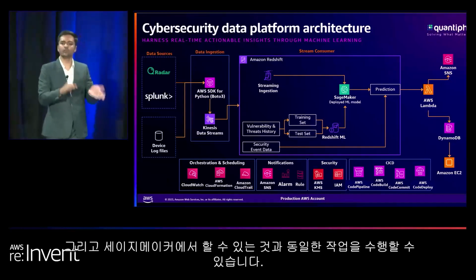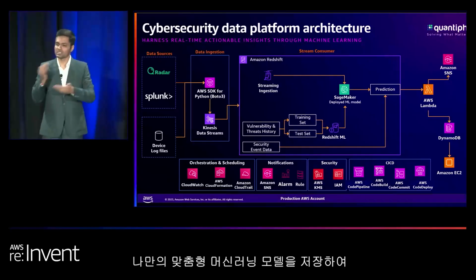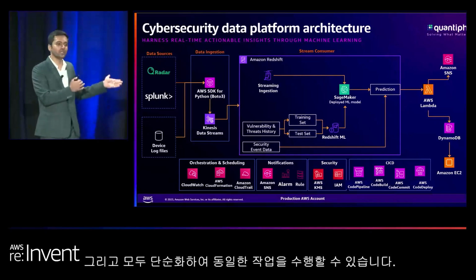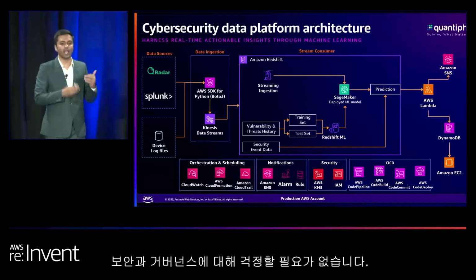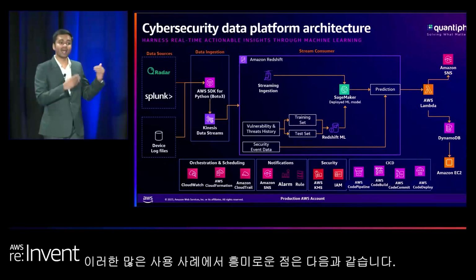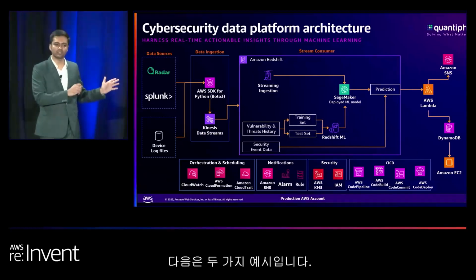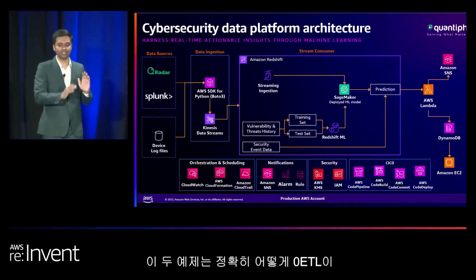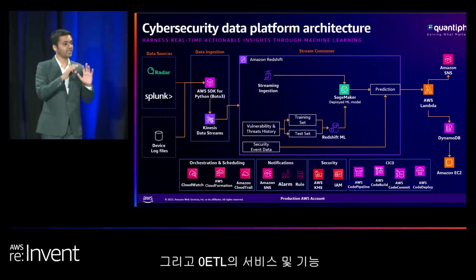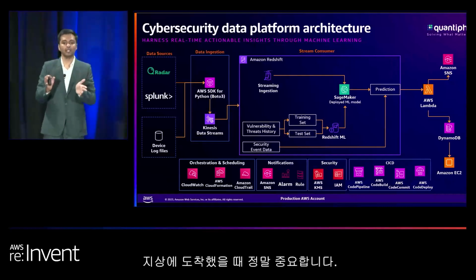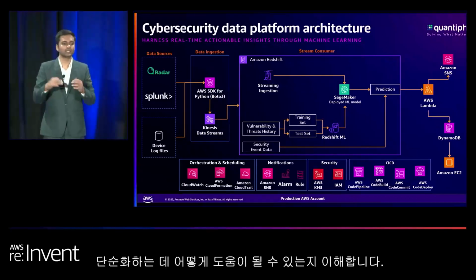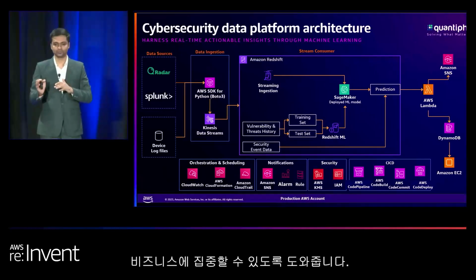And you can do the same thing that you can do on SageMaker by storing your own custom machine learning models, which you can do the same way, simplified and at scale, and you don't worry about the security and the governance part of it. So that's the interesting thing of many such use cases where we have solved for our customers across industry. These are two of the examples which will help you understand how exactly zero-ETL services and features are really important when you get on the ground, and how they can help you simplify and help you focus more on the business.